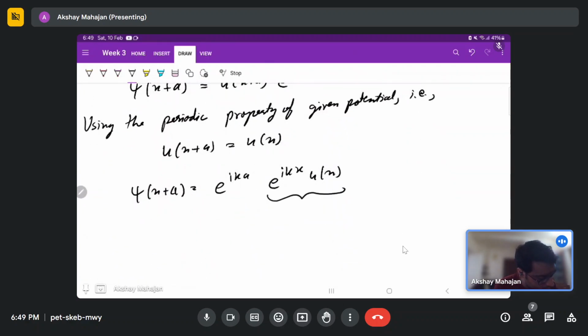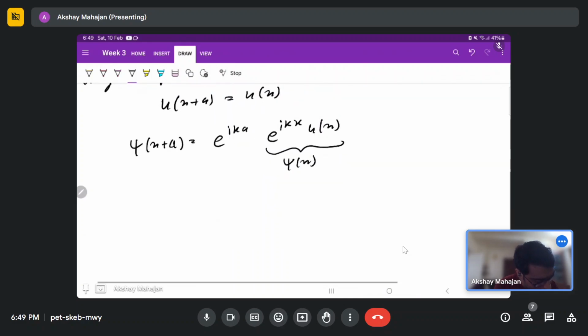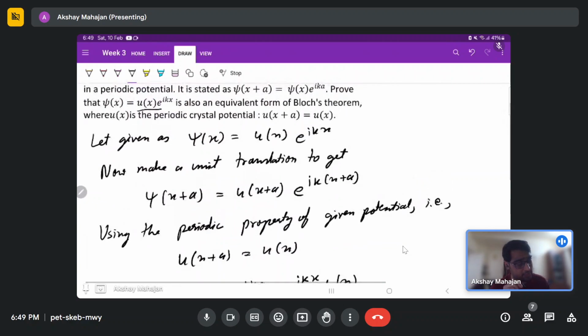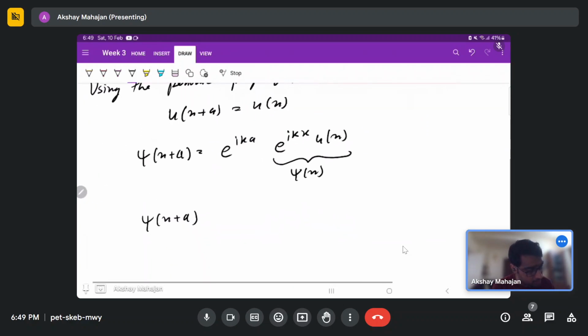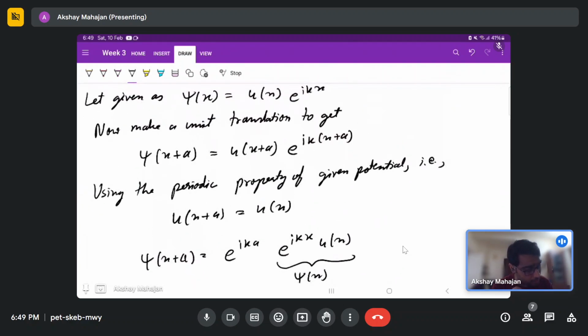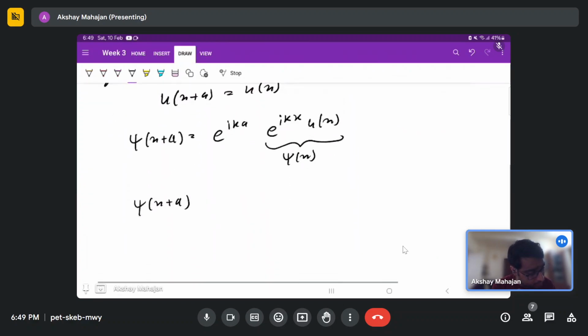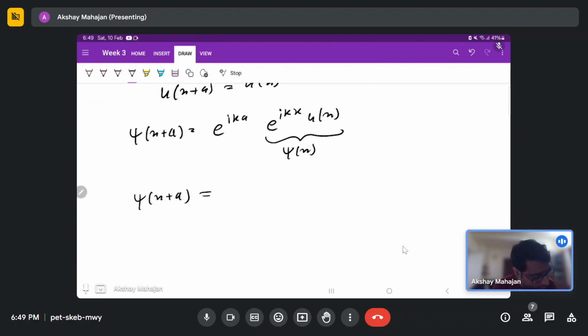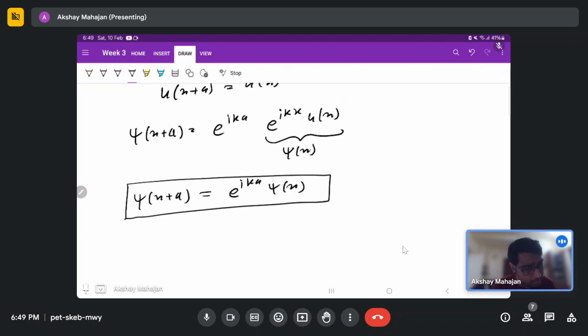So this thing is basically our psi of x. From here, what we are getting is, if we take psi of x as u(x) times e to the power iota kx, and then we make a unit translation, then psi of x plus a comes as e to the power iota ka times psi of x, and this is what we get from Bloch's theorem as well.